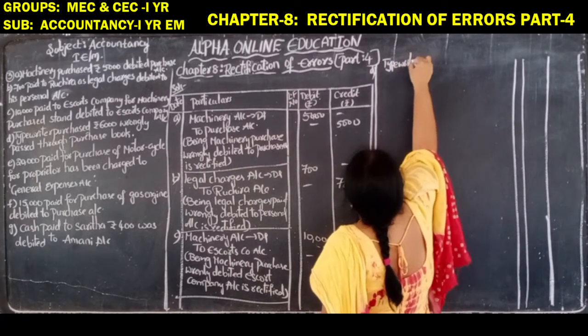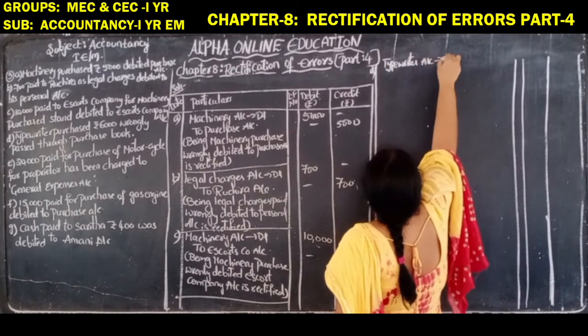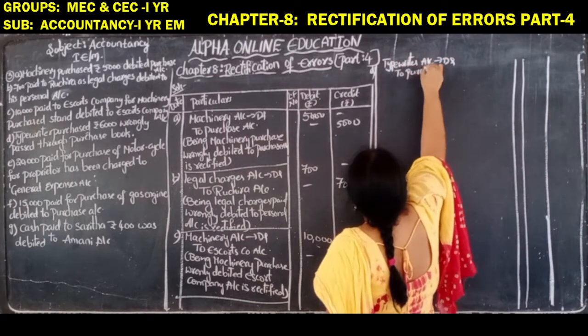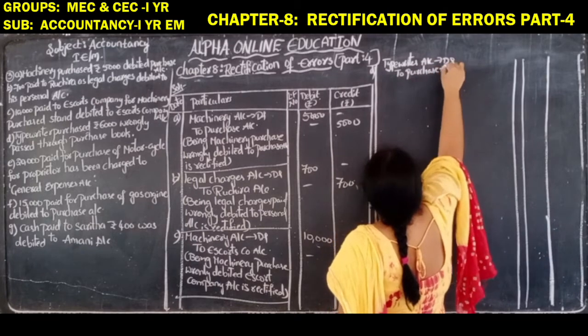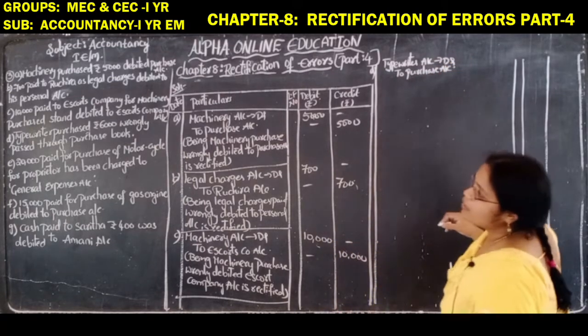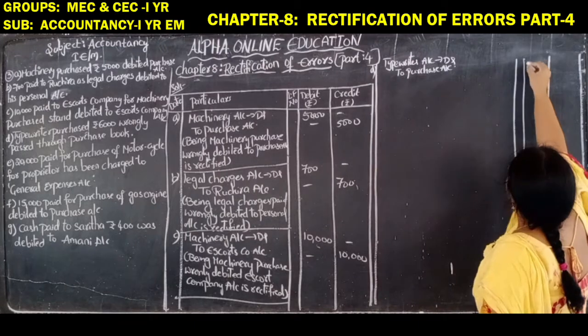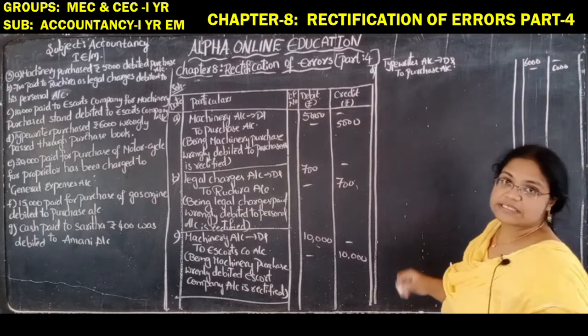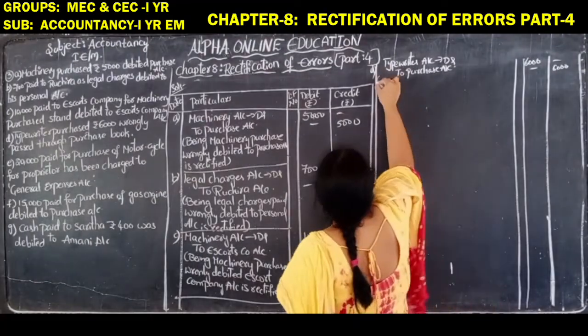Typewriter account debit to purchase account. What is the amount? That is 6,000 rupees on both sides. So write the narration.